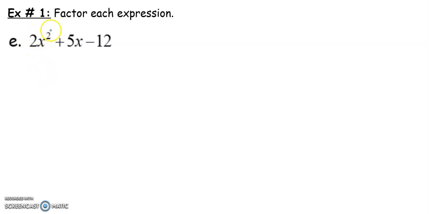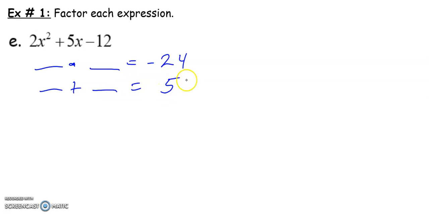So I'm actually going to do 2 times negative 12, a times c. 2 times negative 12 gives me negative 24. So I'm going to ask myself, what two numbers multiply together to give me negative 24, that when I add those same numbers together, it gives me a positive 5, my b value.